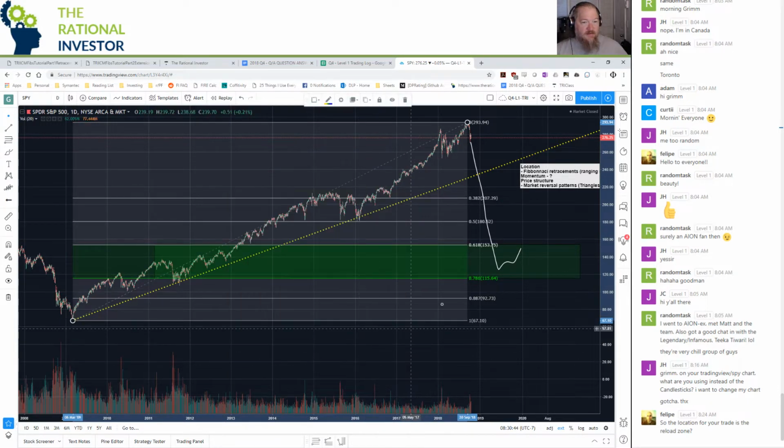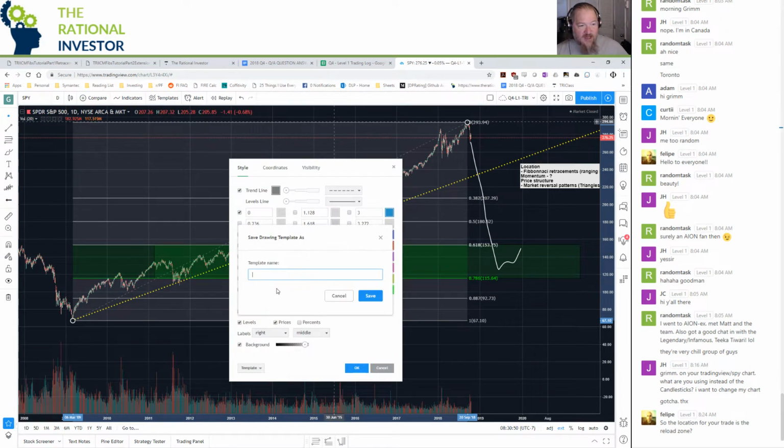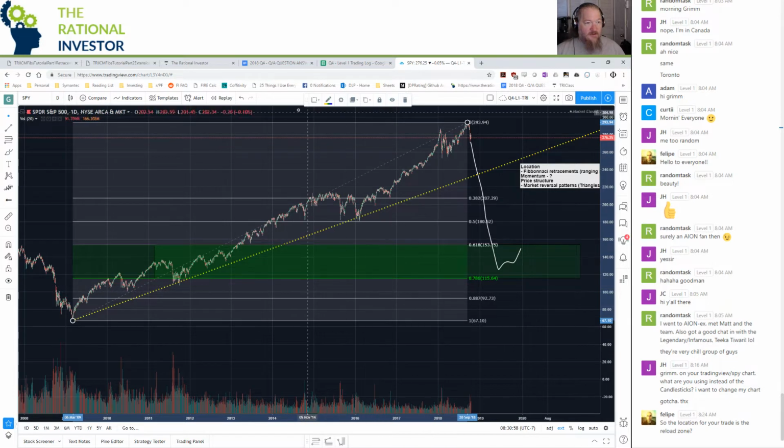So that is retracement. So then once you've done that, actually, sorry, I didn't tell you. Once you've done that, you go into template, save as, and you can give it a name, right? Example name. And that way, when you select the study, you can come up here and you can go to example name. Okay.